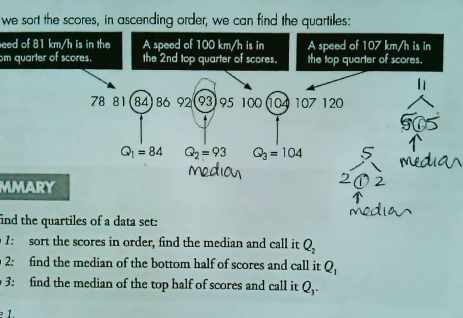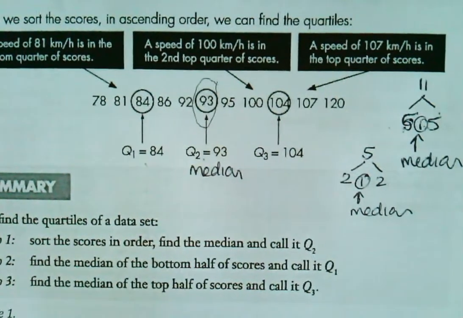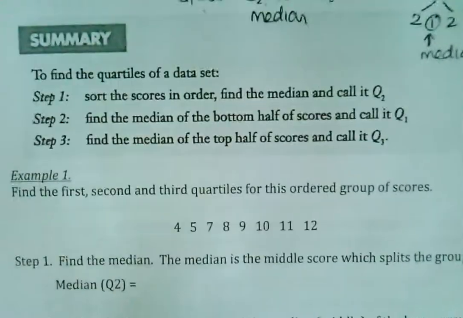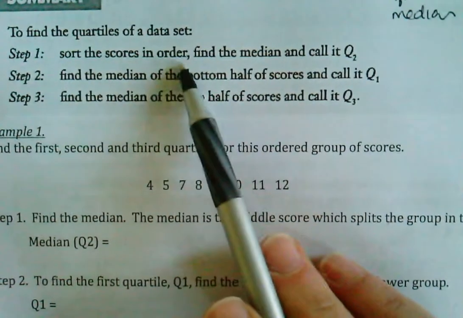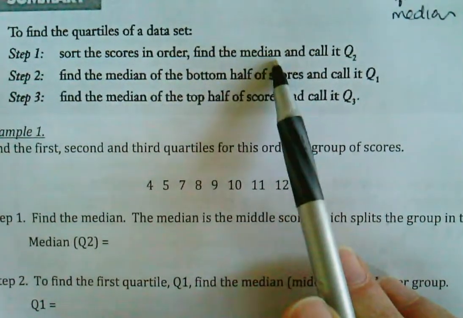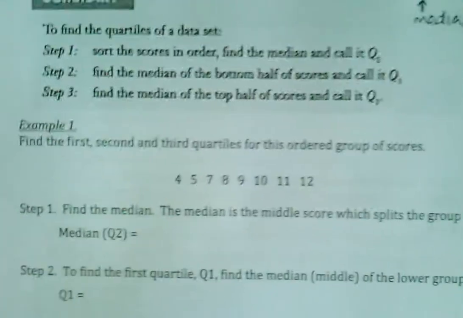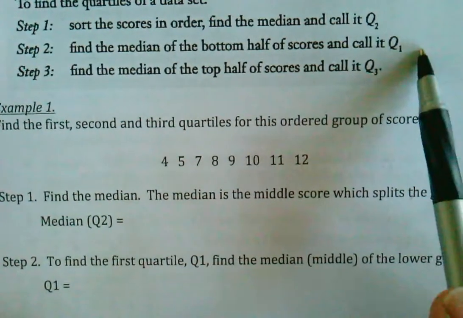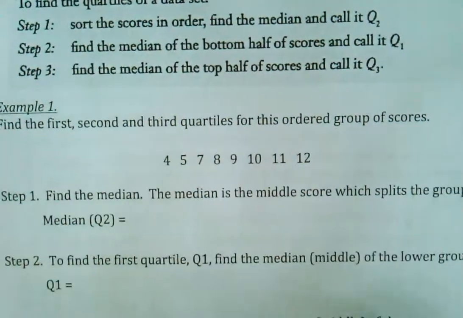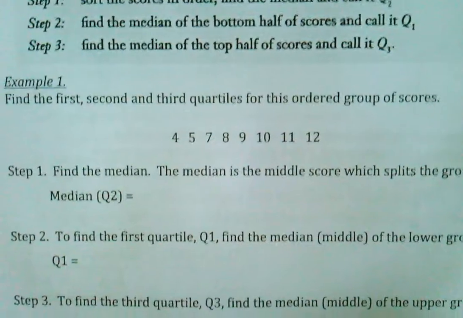A quick overview. I'm actually going to do it step by step now. To find quartiles of a set of data, you put your scores in order, you find the median, and you call it Q2. You then find the median of the bottom half of scores and call it Q1, and you find the median of the top half of scores and call it Q3.